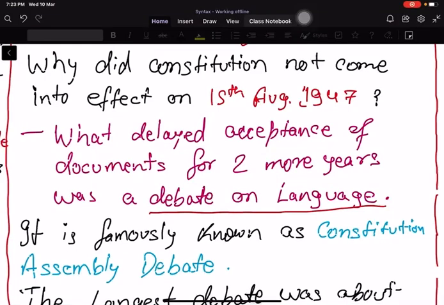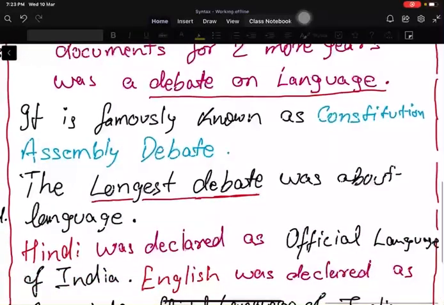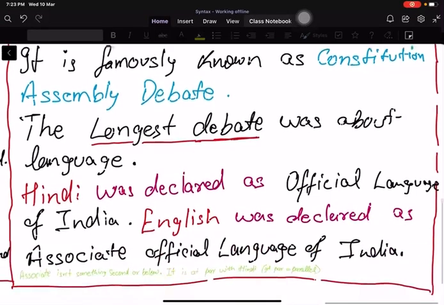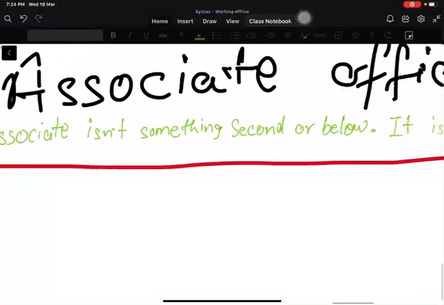Hindi was declared as the official language of India, whereas English was declared as the associate official language of India. Now, there's a thing about associate. Associate isn't something second or below or inferior, it is at par with Hindi. An associate is something which is at par. So it was at par with Hindi, that is, parallel.